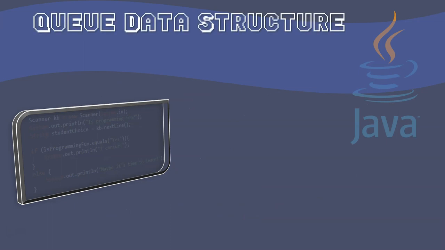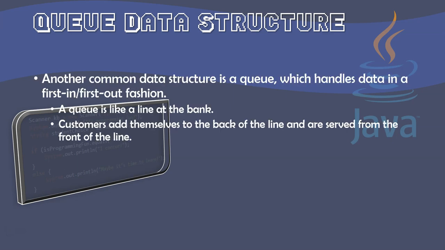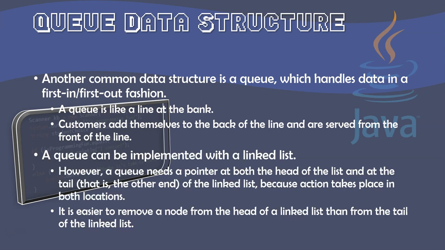Now, the other thing to talk about is the queue data structure, which is similar to what we have with stacks, but there's a slight variation. With a queue, this is going to handle data as first in, first out. So it's a little different than a stack. A stack is first in, last out. A queue is first in, first out. You can think about a queue like getting in line at the bank, or going to a theme park or whatever. Whoever gets in that line first is going to be the first one to get on. In the bank example, customers would add themselves to the back of the line and are served from the front of the line.